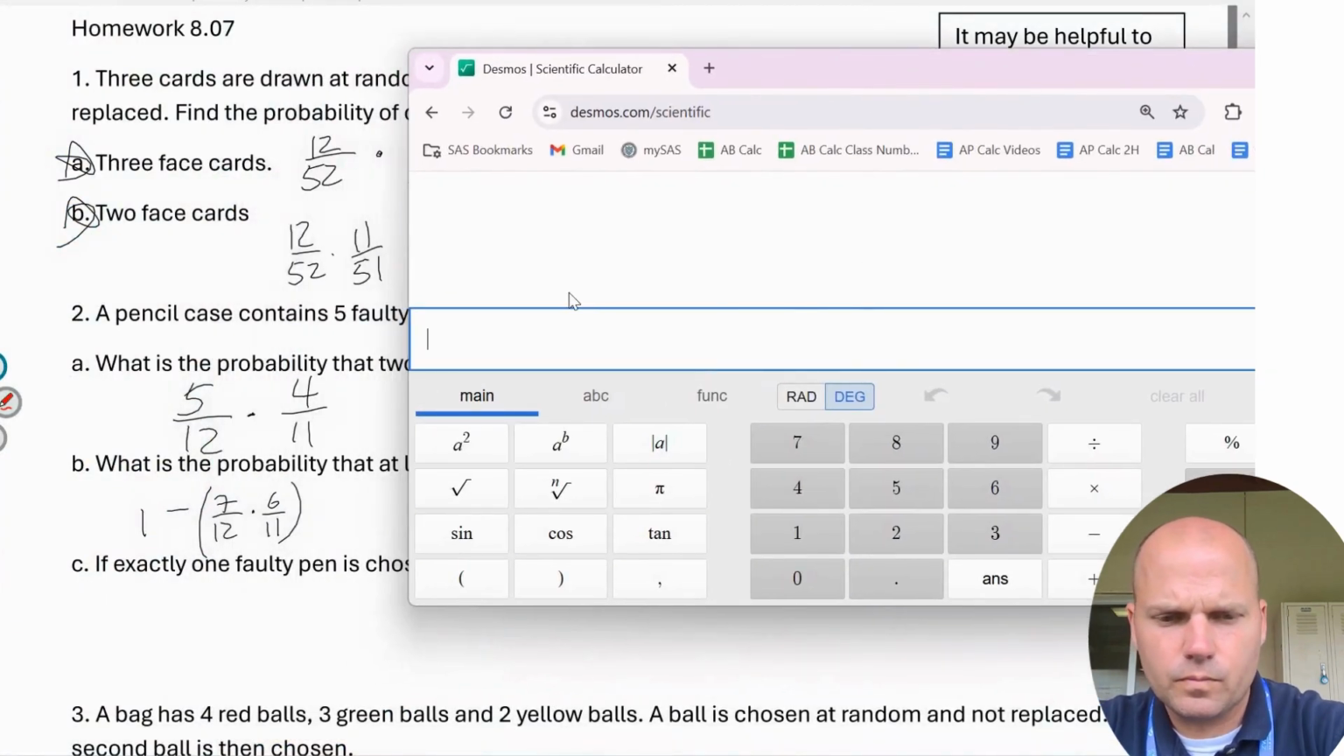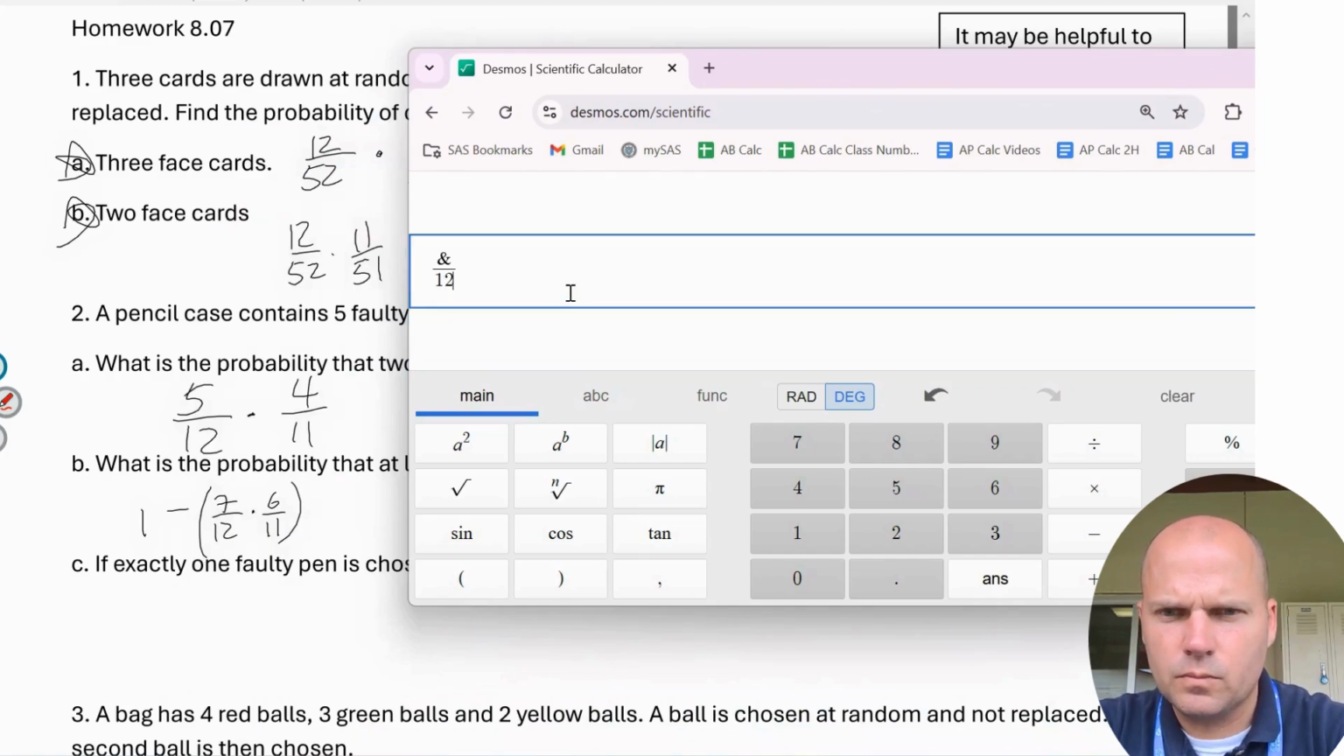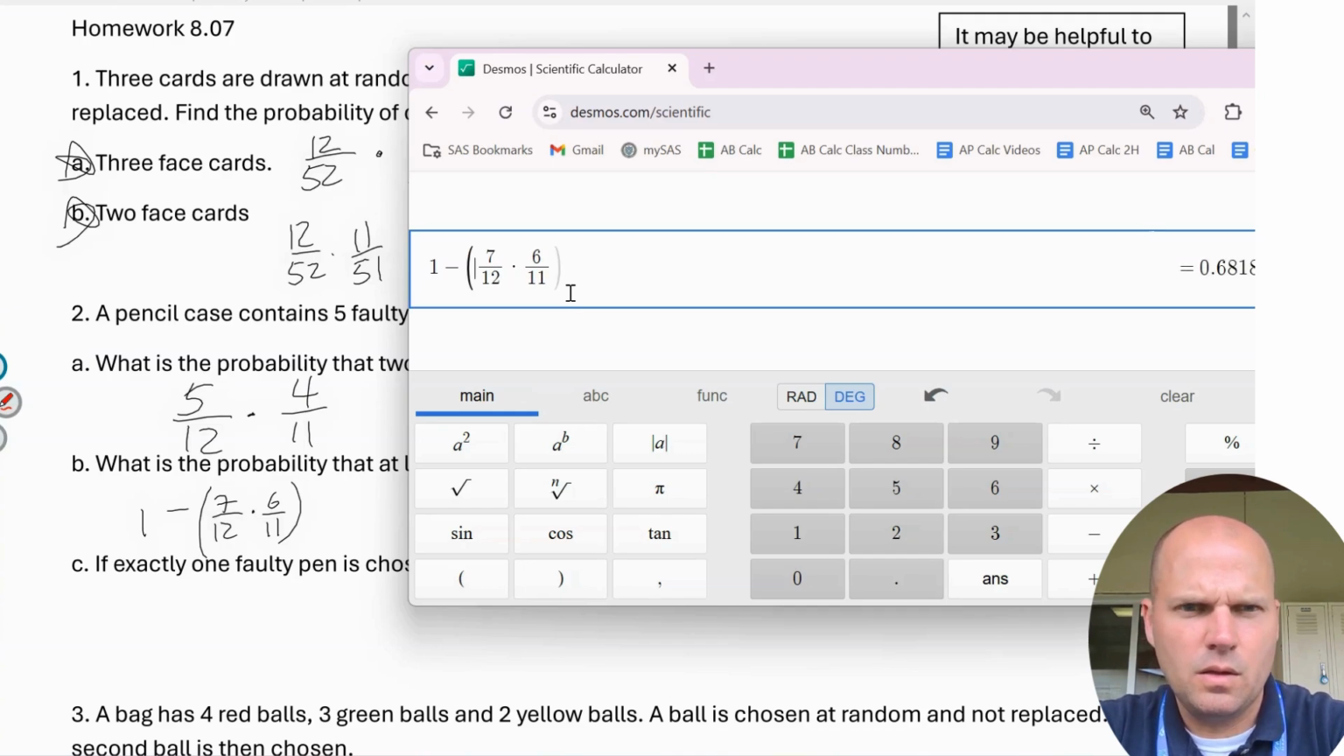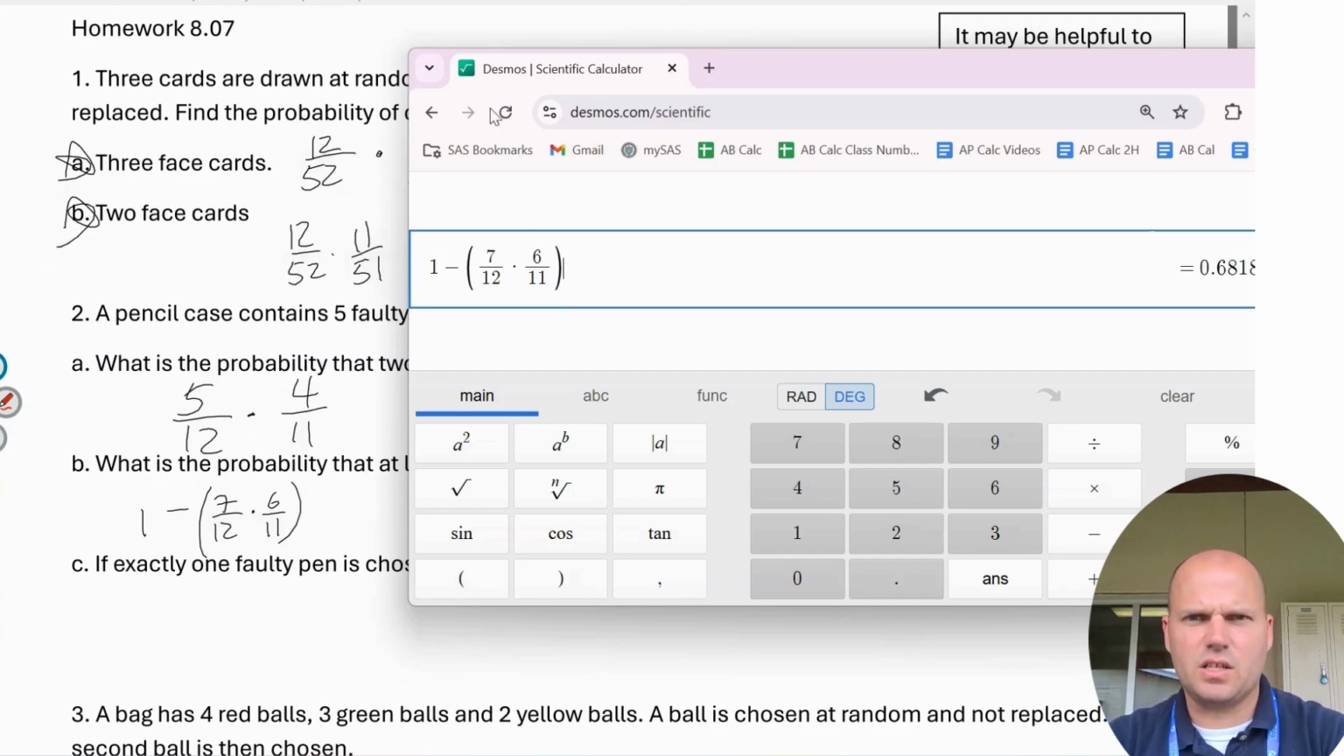So, 7/12 times 6/11, and then 1 minus that. It's a 68% chance.